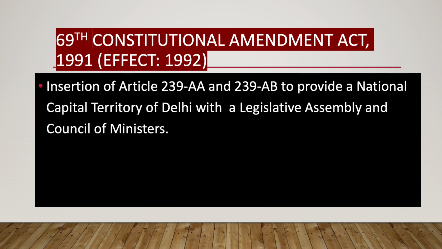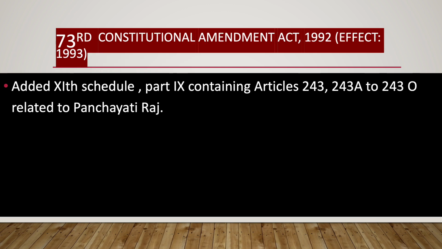69th Constitutional Amendment Act of 1991, it came into effect in 1992. Under this, insertion of Article 239A and 239AB to provide a national capital territory of Delhi with a legislative assembly and council of ministers. 73rd Constitutional Amendment Act of 1992, it came into effect in 1993. It added 11th Schedule, Part 9 containing Articles 243, 243A to 243O that is related to Panchayati Raj.